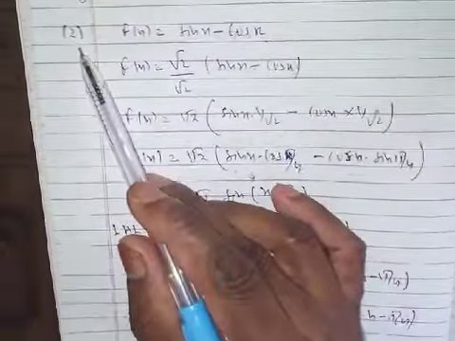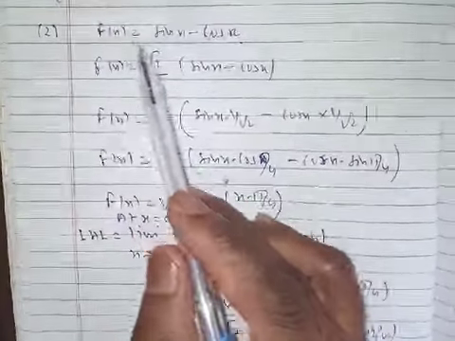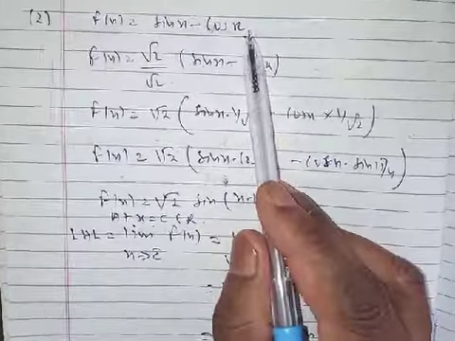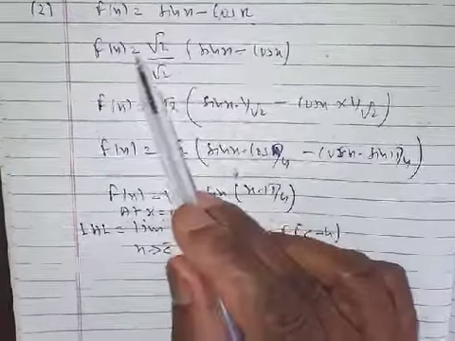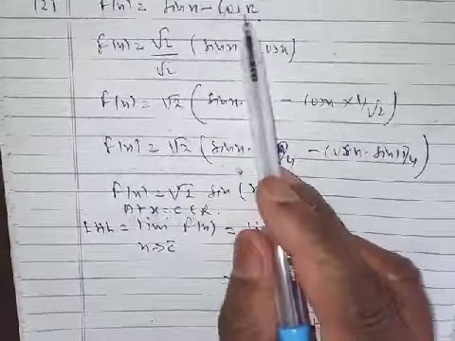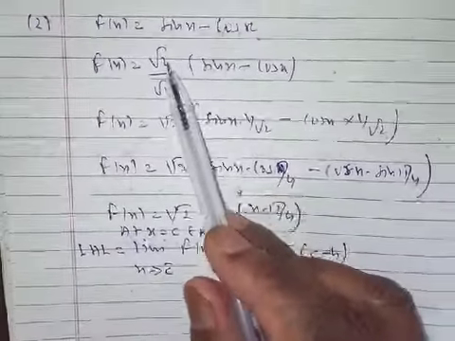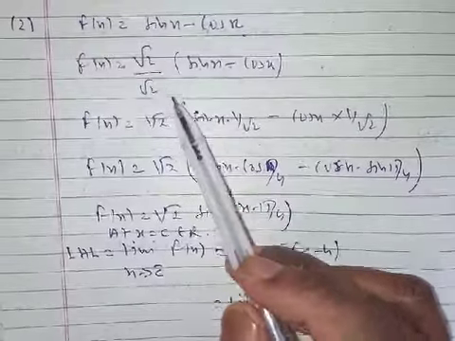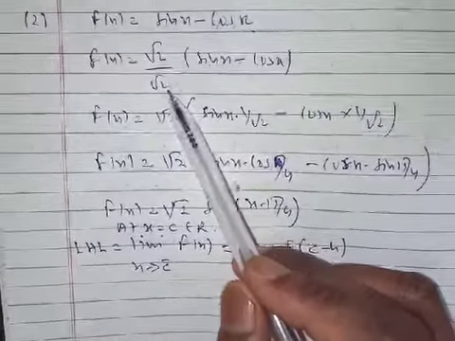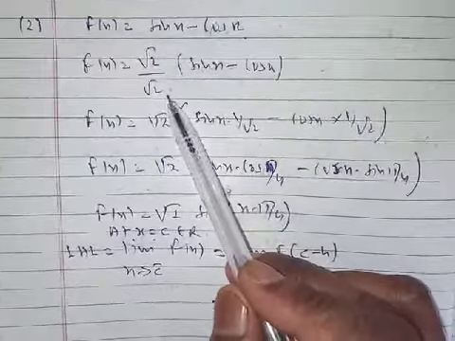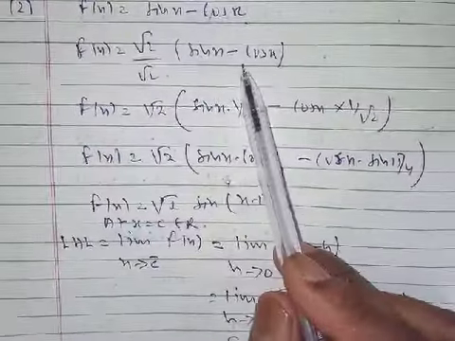Start with the second sum of the 21. F of x is equal to sin x minus cos x. This is the same method. What you have to do? You have to reduce this function into a single function, either sin or cos. So let's multiply with root 2. Now you understand why I multiply the denominator and numerator with root 2. Ritu, did you understand or not?